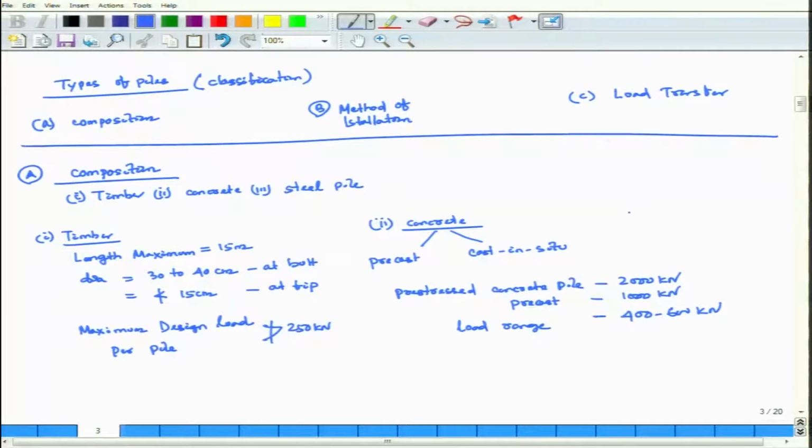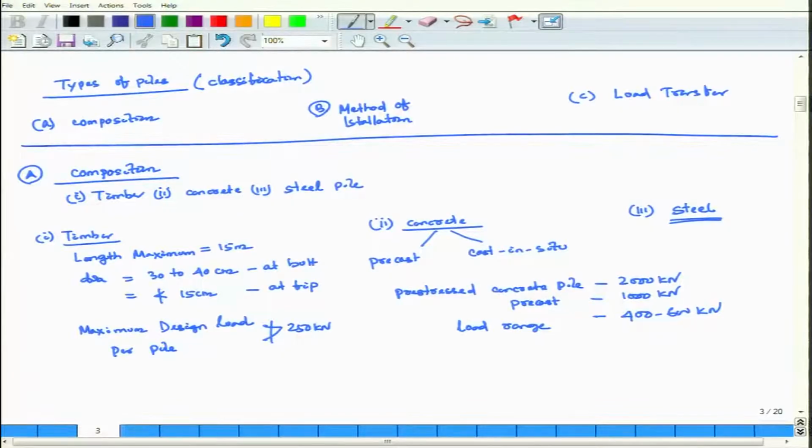Then third one is your steel piles. Steel piles generally used to remove these corrosions. If there is a corrosion effect, generally in Europe and US, they prefer a steel pile, depending upon your availability of the material. Sometimes to save your cost, the composition sometimes we consider.